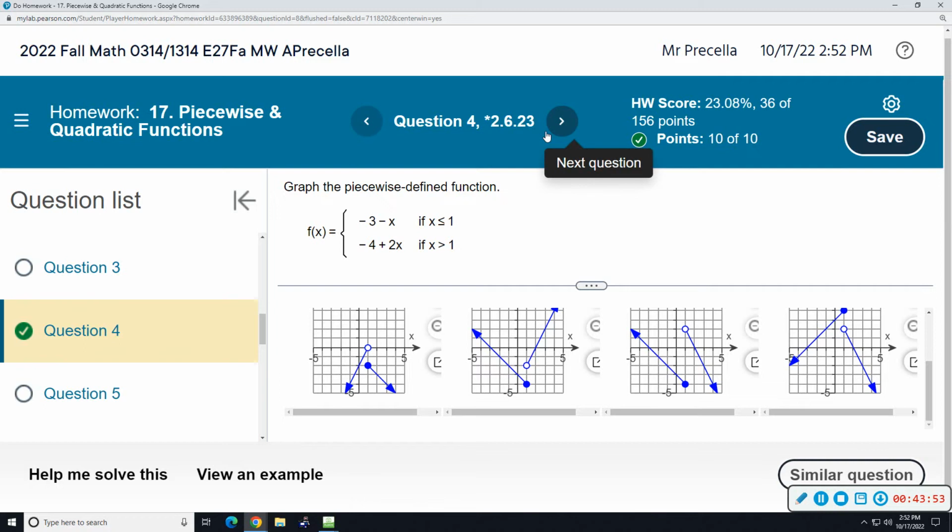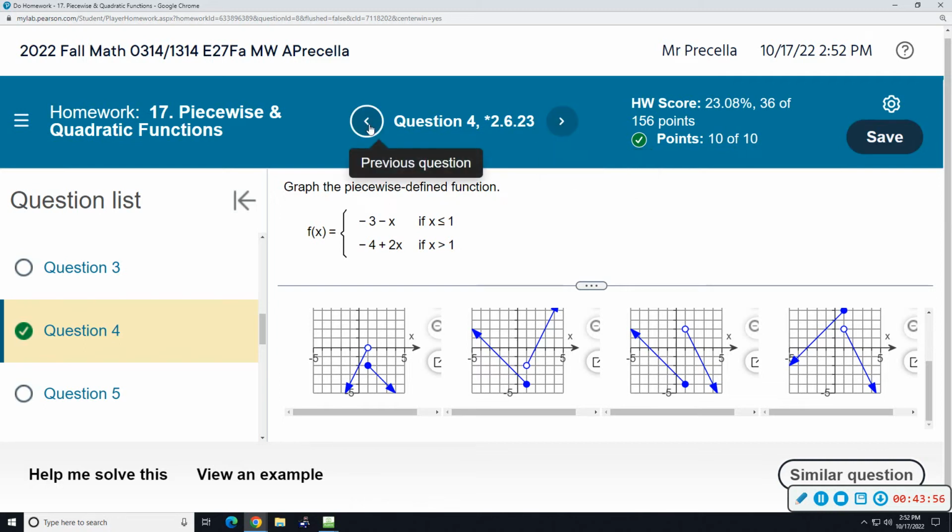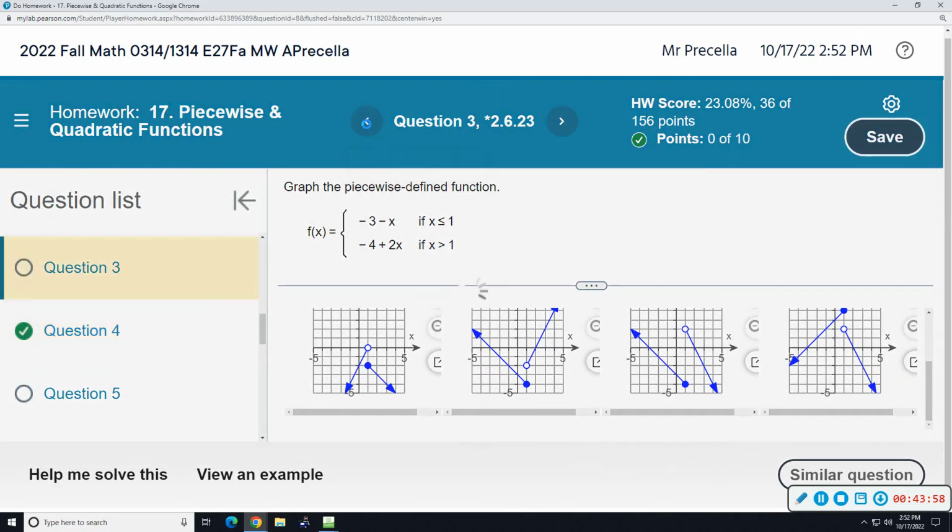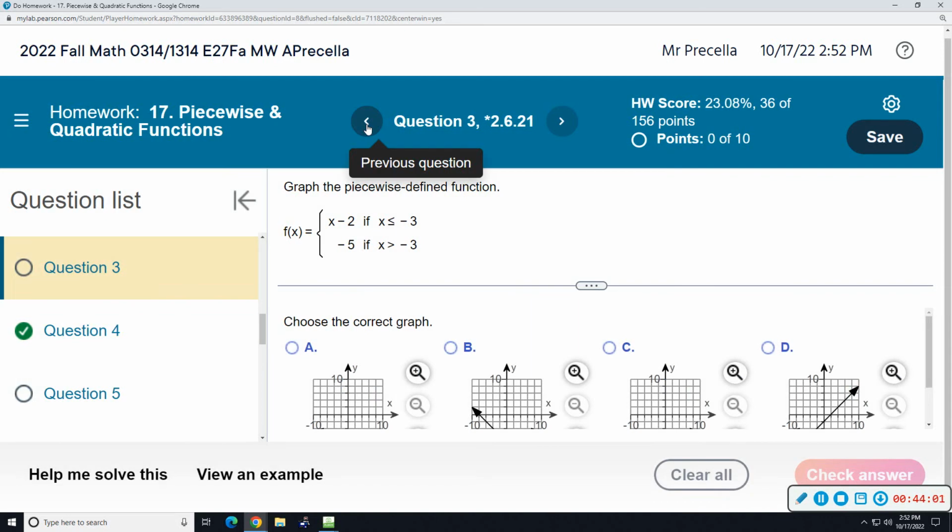One more graph at number 3. Number 3. Okay, let me graph the piecewise function. f of x is equal to, it's 2 pieces, x minus 2, if the x value is less than or equal to negative 3, and we use just negative 5 if x is greater than negative 3.